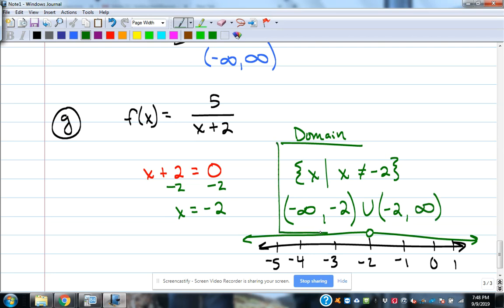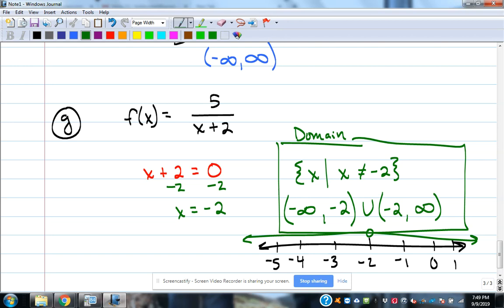So this is one of those cases where the set builder is a little bit shorter than the interval, but the idea is the same. They both mean the same thing. X cannot equal negative 2. This says all the numbers until you get to negative 2. This part skips negative 2 and then goes on to positive infinity. That's what we're trying to communicate. So the domain is that.